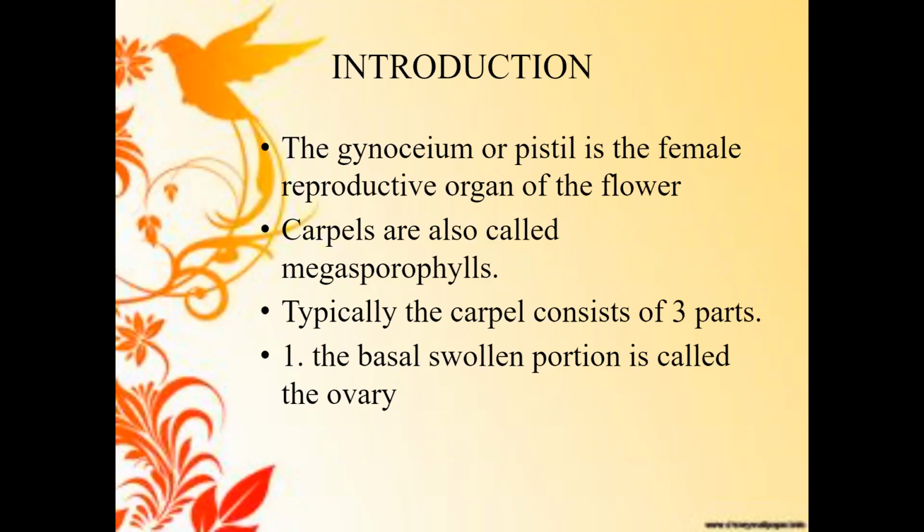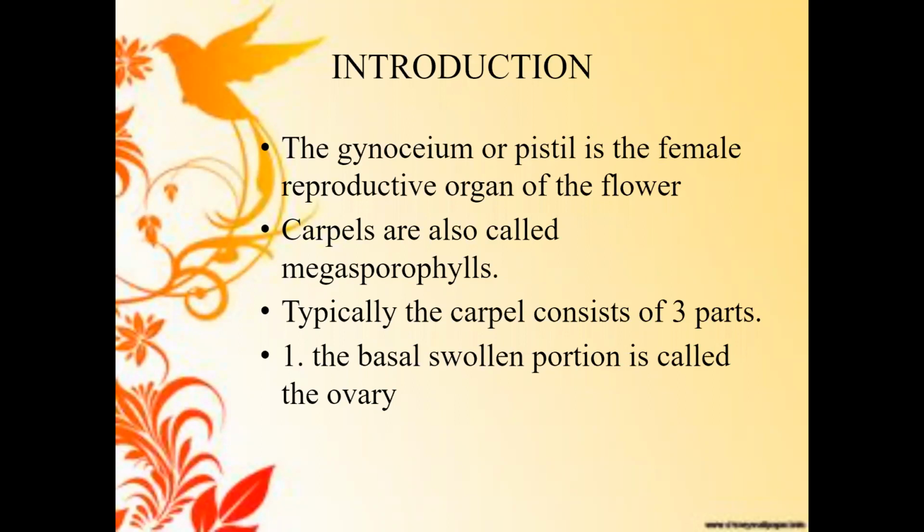The gynoecium or pistil is the female reproductive part of the flower. We know that the flower has two essential and two non-essential whorls. Calyx and corolla are the non-essential parts, and generally the pistil or the ovule are the essential parts of the flower. The gynoecium or pistil is the female reproductive part of the flower.